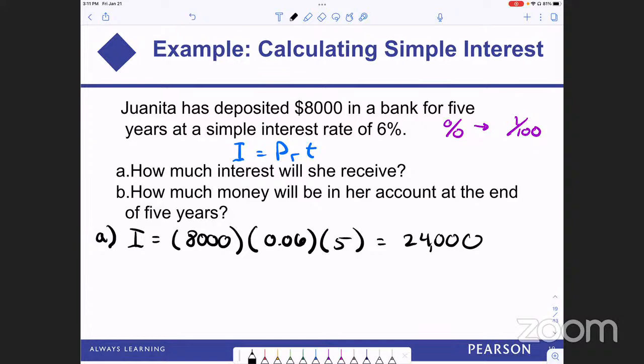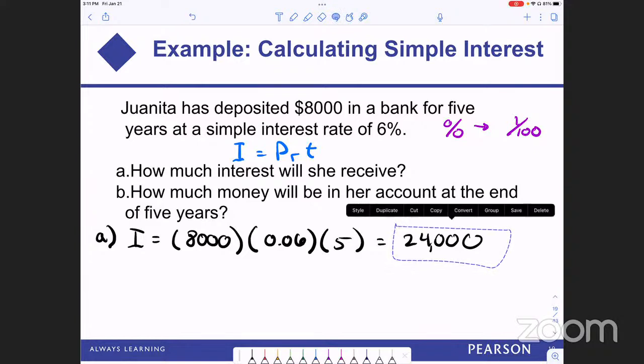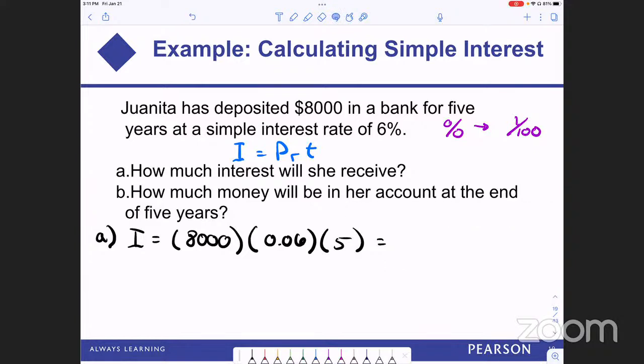Okay, let me back up. I don't know why I'm getting stuck on this. I'm just trying to do it in my head instead of write it out. 6 times 5 is 30. So 0.3. I feel better about that. So instead of 24,000, I think it's 2,400. That makes more sense, right? Yeah, that makes way more sense. So how much interest will she receive? Should be 2,400, so $2,400.